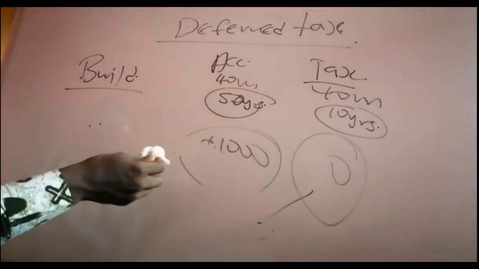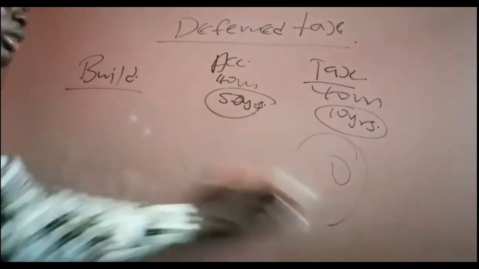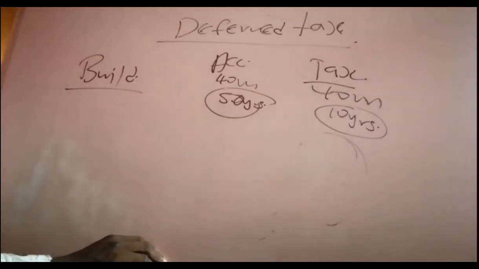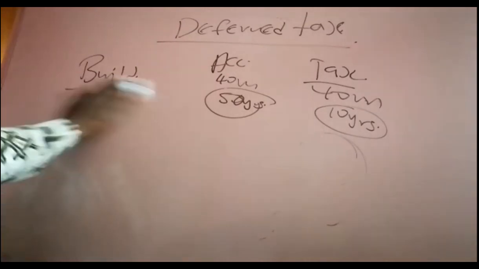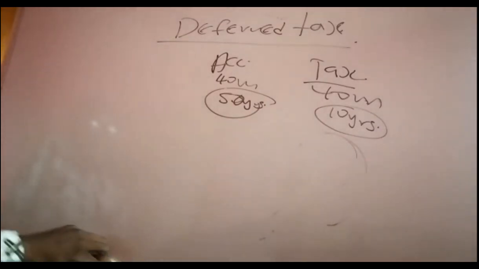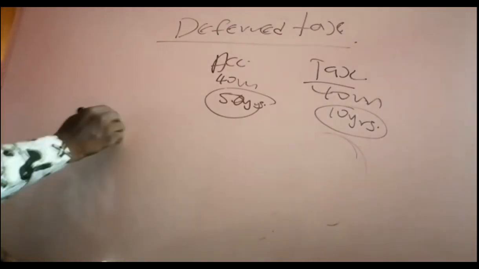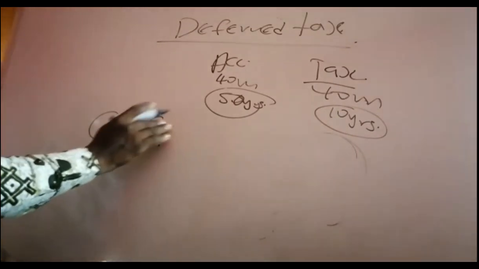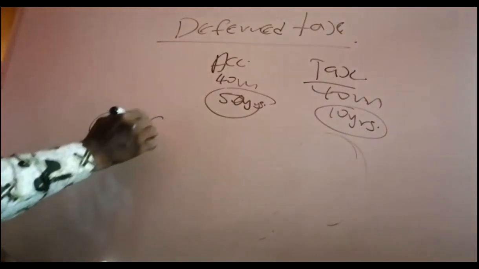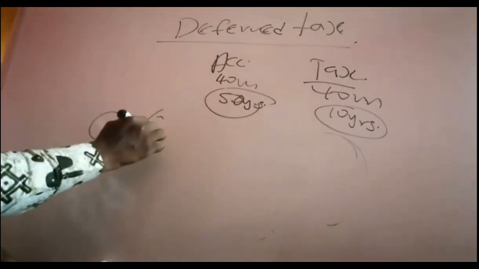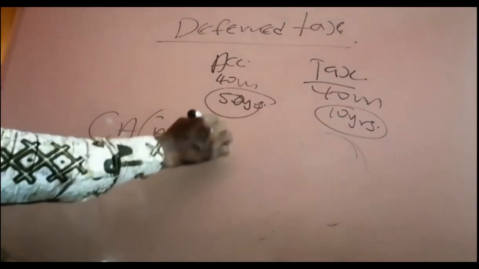Two items cause temporal difference, creating deferred tax: assets and liabilities. They create what you call temporal difference. So let's define temporal difference. Temporal difference is the difference between the carrying amount, or accounting base, of an asset.